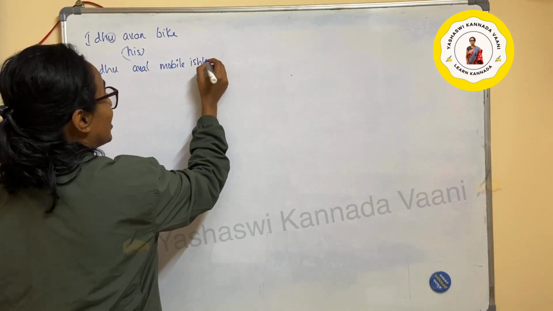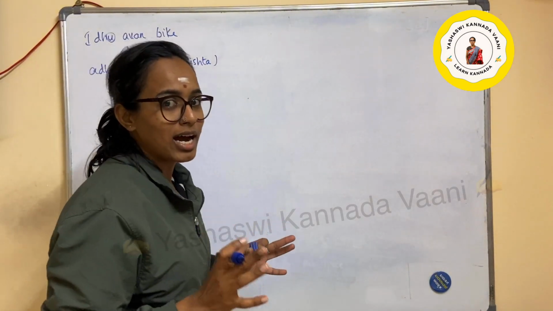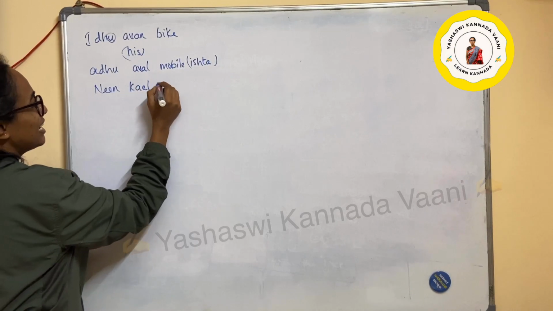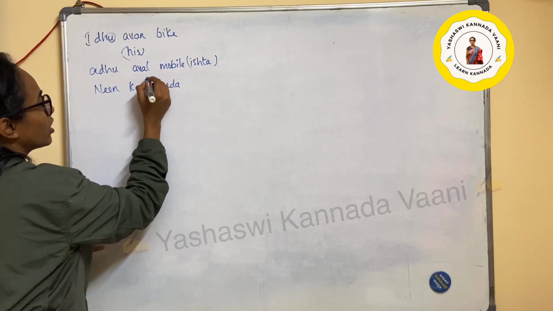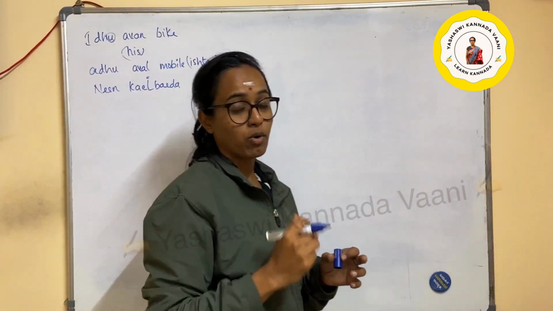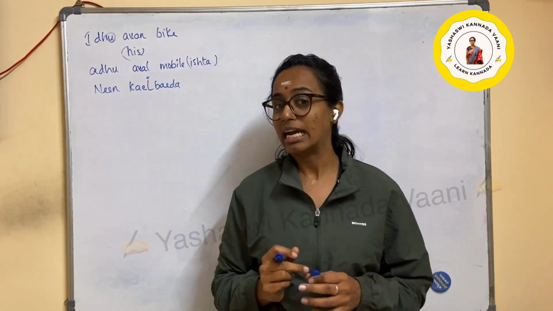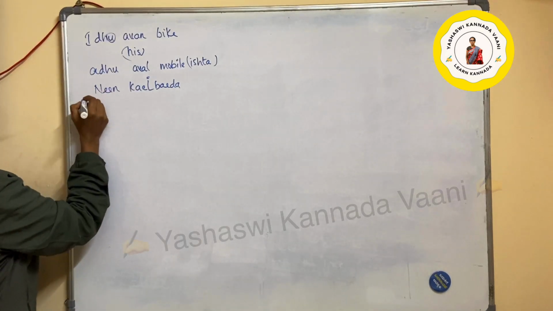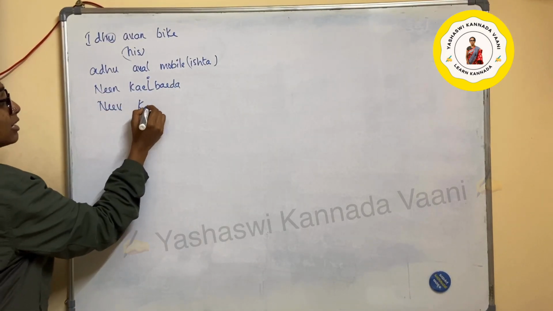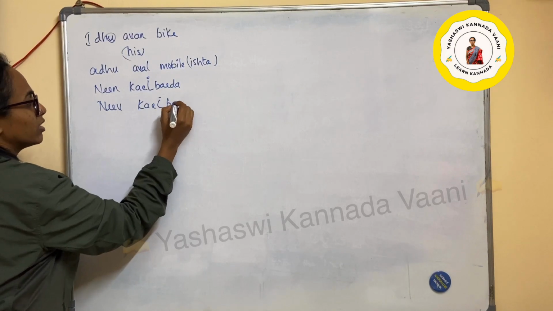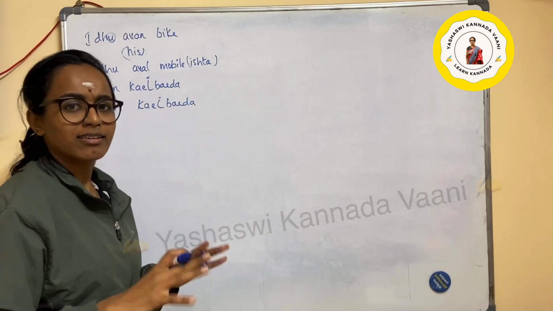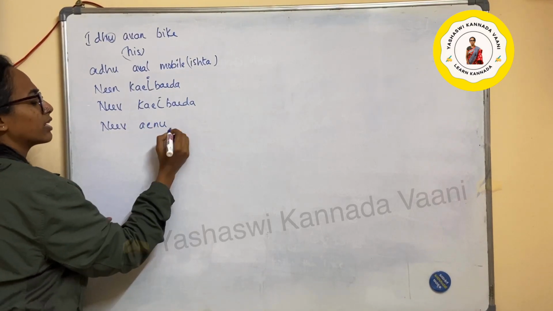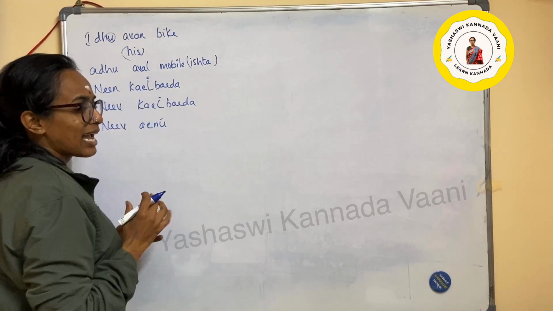Adu avan ishta. Neen kelbeda. You don't ask. So neen kelbeda. Make sure the tongue tip touches the upper palate of your mouth. Neen kelbeda. You don't ask. With respect, if you want to say it, neev kelbedi. You don't ask anything. Neev eno kelbedi. This you extend a little bit.